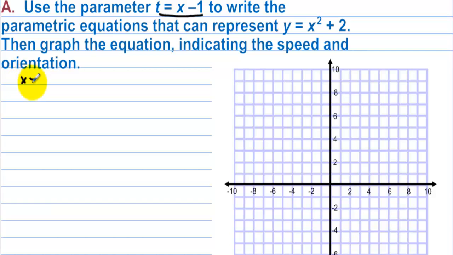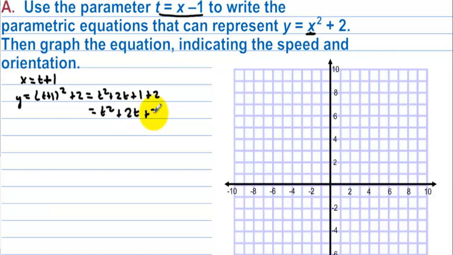We have x equals t plus 1. And then we can replace x in this equation with t plus 1. We have y equals (t plus 1) squared, then plus 2. That's equal to t squared plus 2t plus 1 plus 2. And then finally t squared plus 2t plus 3.